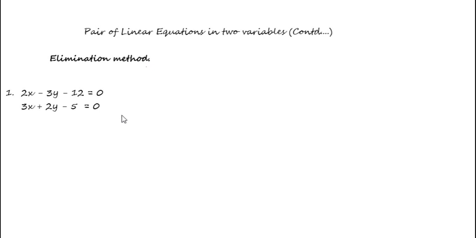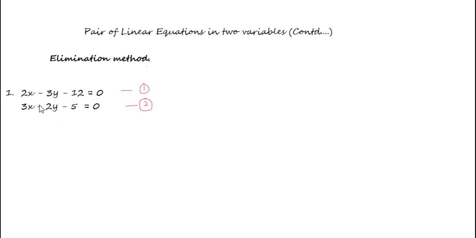Let us take an example. 2x minus 3y minus 12 equal to 0 is equation 1. 3x plus 2y minus 5 equal to 0 is equation 2. Now in this elimination method, what we will be doing is either we will add the two equations or we will subtract one equation from the other and try to eliminate one of the variables, either x or y.